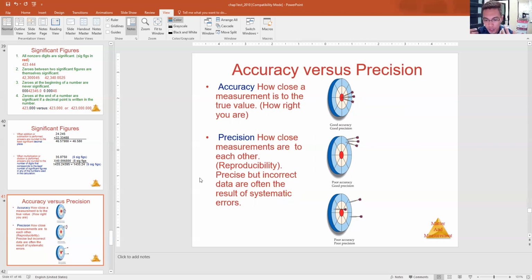Because they are close with each other. Well, the second one is poor accuracy and poor precision. It's far from the center, which is the true value, the red spot, and also far from each other. It's not precise. So it is poor in accuracy and poor in precision. So, that's the difference.